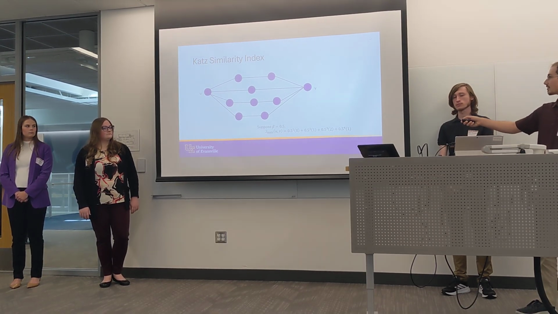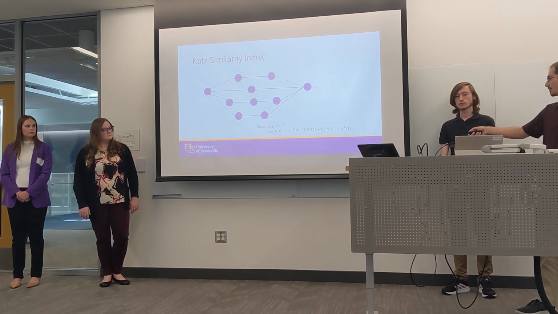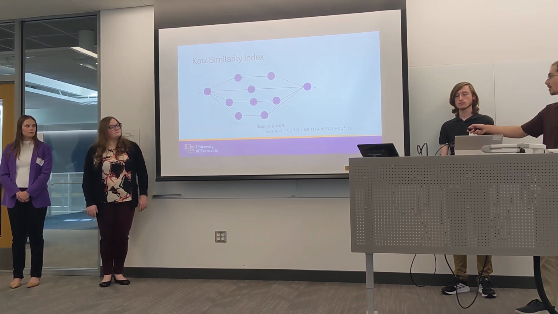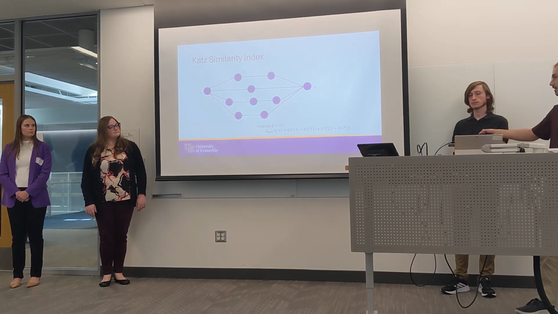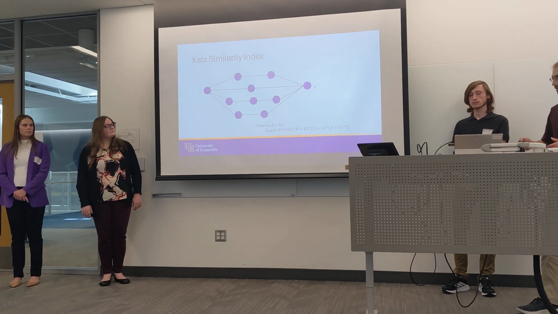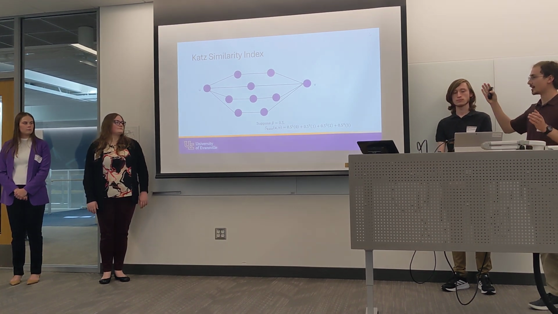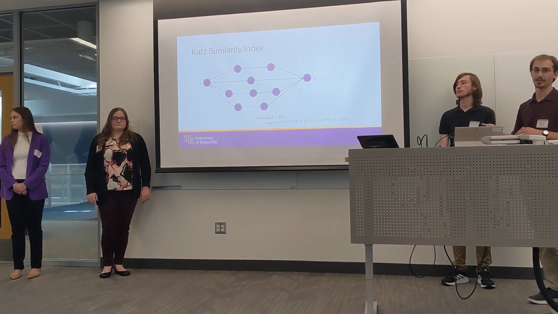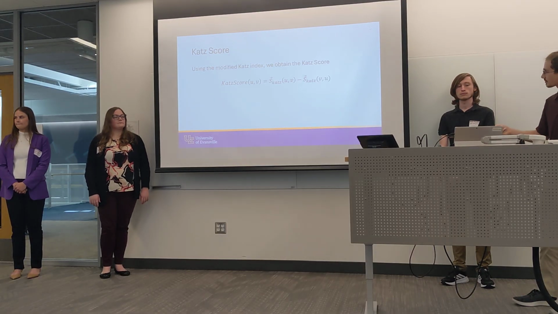2 paths of length 3, so 0.5 to the third times 2. 1 path of length 4, 0.5 to the fourth times 1, and that gives us our CATS index. So the bigger the number, the closer together the vertices are, and the more tightly linked they are.